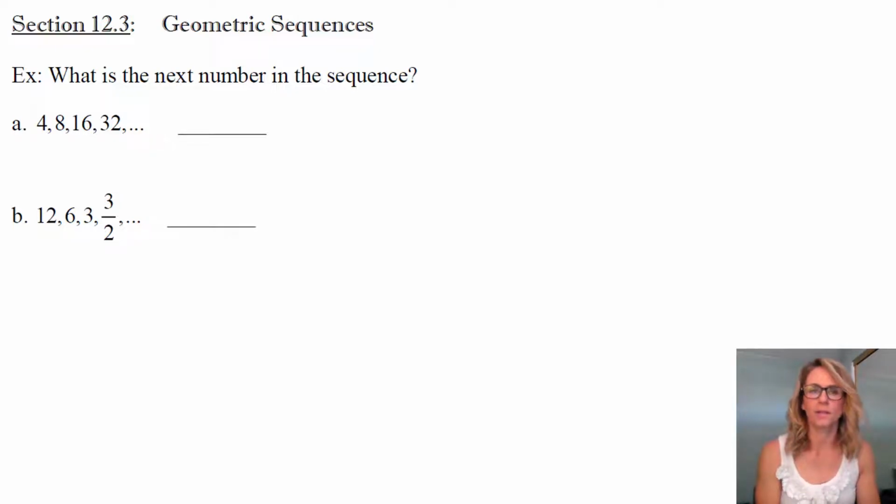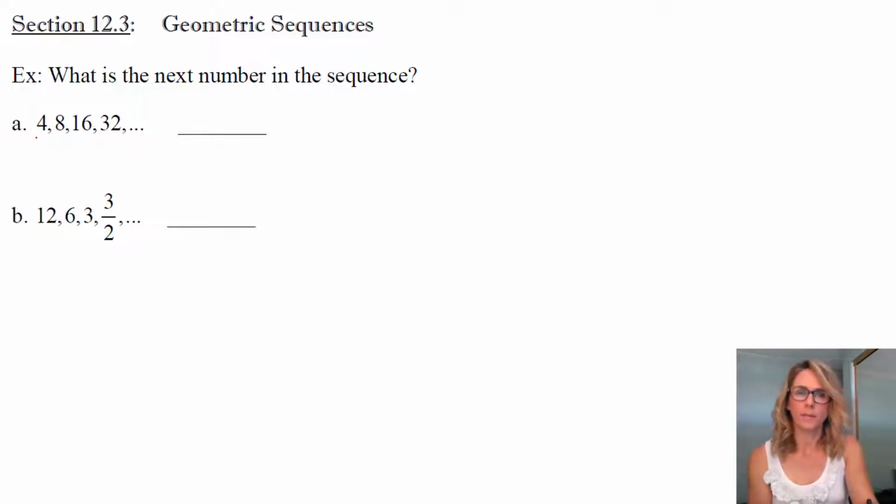We are now in section 12.3, geometric sequences. So this is another special type of sequence, but it's not arithmetic, it is different than that. So let's take a look. What is the next number in the sequence?